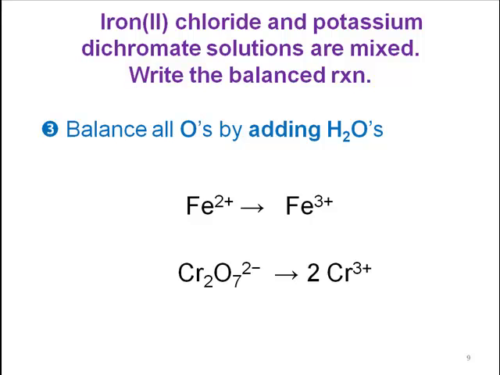So we've got no O's in this one. We've got O's in this one. How many O's on this side? 7. So how many H2O's do we have to add to the right side? 7 waters. There we go. That's it. Step 3. H2O is what you add when you're trying to balance the O's. That's rule number 3. Step 3.